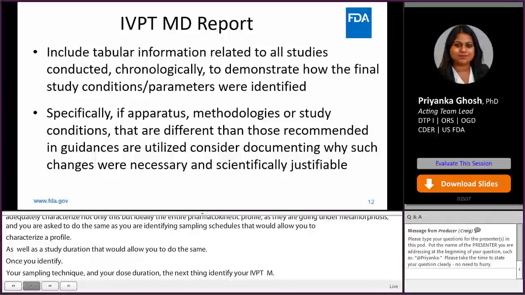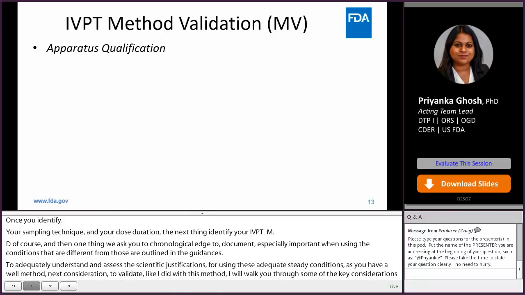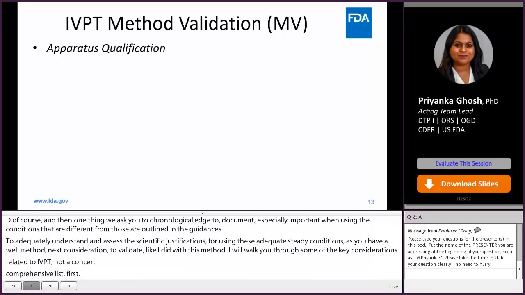Now, once you have a well-developed IVPT method, the next consideration is, of course, to validate the method. And like I did with the IVPT method development, I'm going to walk you through some of the key considerations related to IVPT method validation. This is not a comprehensive list, but some of the things that we have observed challenges with. The first thing is apparatus qualification. It is very, very important that once you have identified an apparatus, you qualify it during method validation, which may include assessment of the orifice diameter, assessment of the volume of the receptor solution, and so on and so forth.